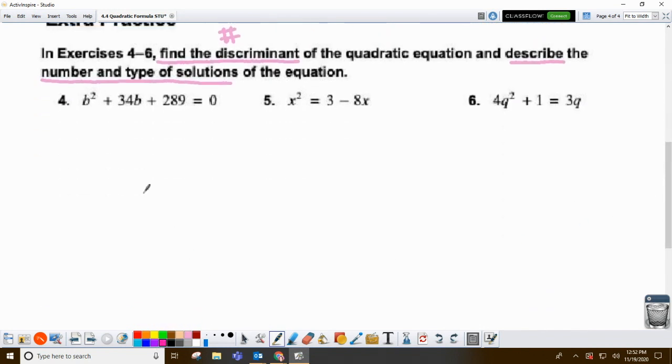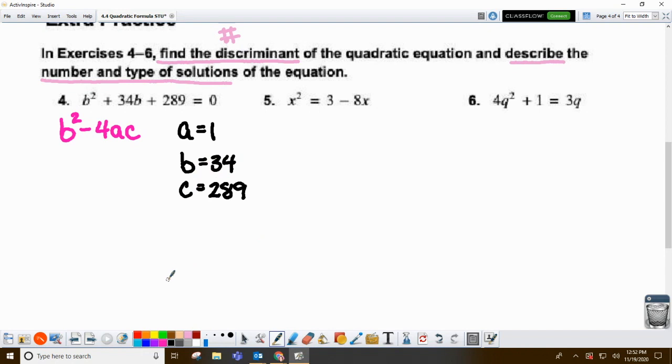We again want to check and make sure, are we in standard form before we identify our a, b, and c. So we have ax squared plus bx plus c. We're in standard form. We're good. So then we're only using the b squared minus 4ac part. Let's identify our a, b, and c real quick. So I know a is 1, b is 34, and c is 289. So we're going to plug those in just to the discriminant. So b would be 34 squared minus 4 times a is 1 and c is 289.